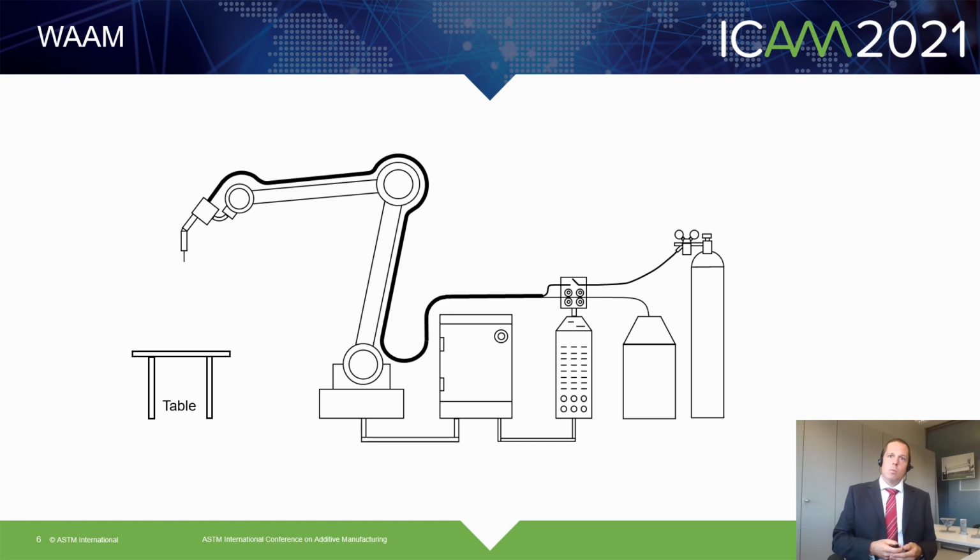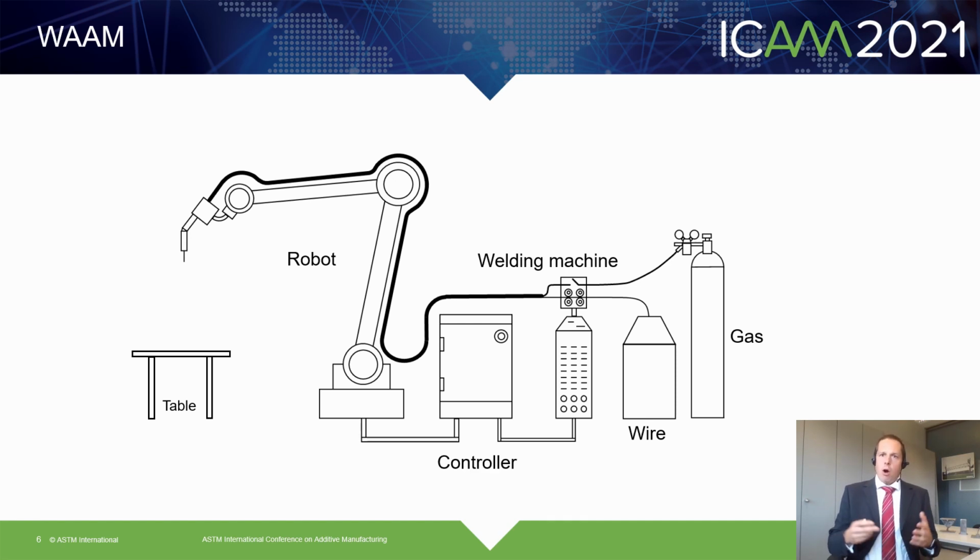This is a common WAAM setup, which consists of a robot and a welding machine. For welding, you need, of course, wire and gas, and the whole setup is operated by the controller. Now, all you need is, for example, a base plate or a beam to print on. As you can see, this is not a special or expensive setup. You can easily get welding robots. Such systems are much cheaper than powder-based systems, not to mention the difference in material cost for powder on one hand and wire on the other hand. Wire is much cheaper.